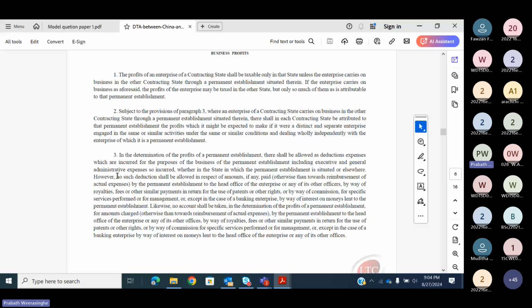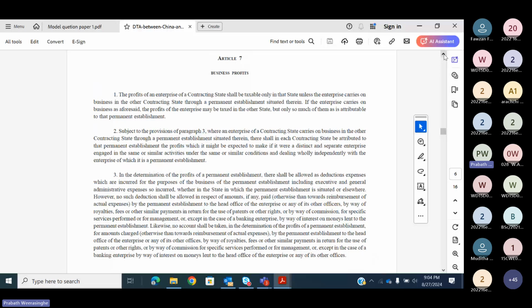However, no such deduction shall be allowed in respect of amounts, if any, paid by way of royalties, fees or other similar payments in return for the use of patents or other rights, or by way of commission, service fee or management fee, that type of thing. This article says it is not deductible even if it is incurred in the production of income. Therefore, in such a case this supersedes the domestic law, so you have to apply this one and work it out.